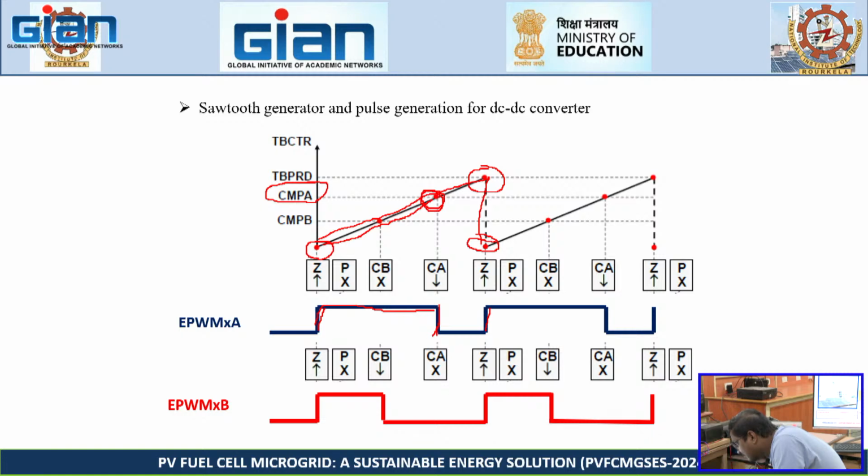Similarly for compare B also. In compare A, when compare A is equal to 0, then we can say that there is a set, and when compare A meets the sawtooth generator, then this is the action where CBX is written. There we have to clear out.